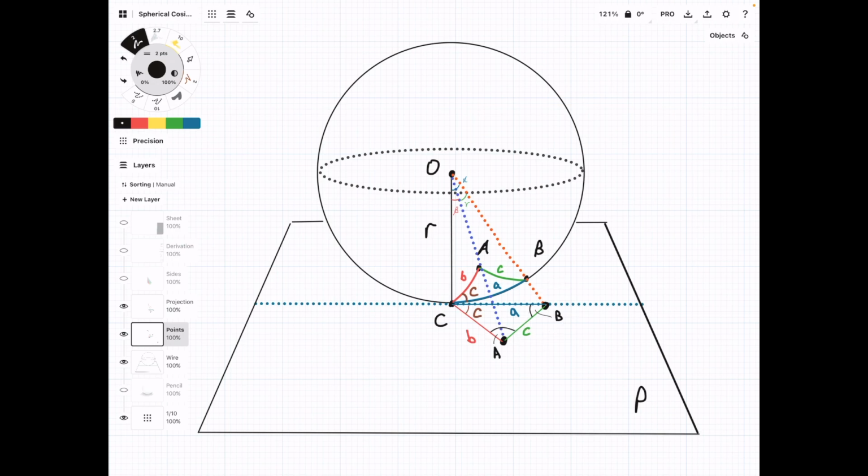Alright, so this is the gnomonic projection, and when we do this, we're basically projecting two points, A and B. C is already on the plane, so I wouldn't really call it a projection. But we can see that when we do this, we have a projection line like this and a projection line like this.